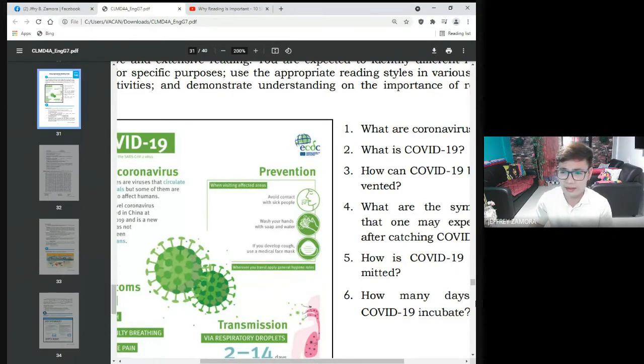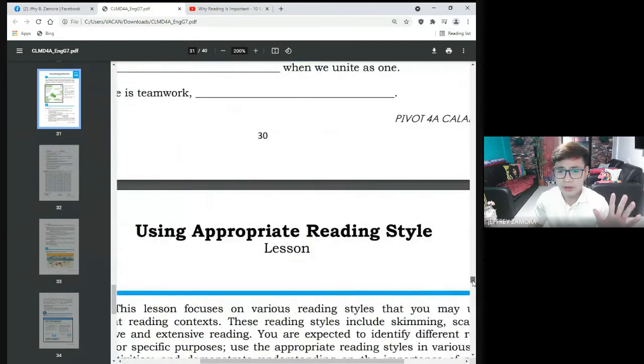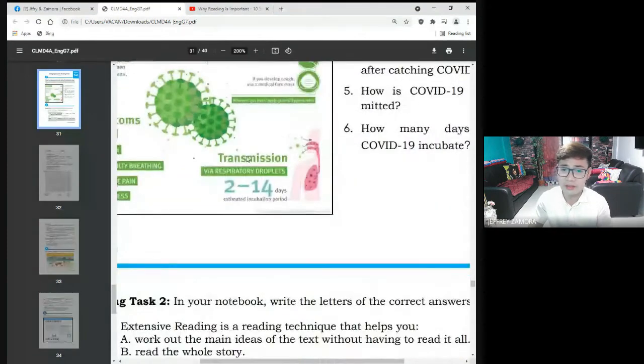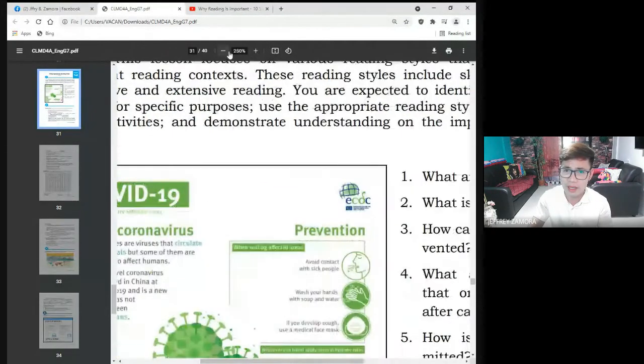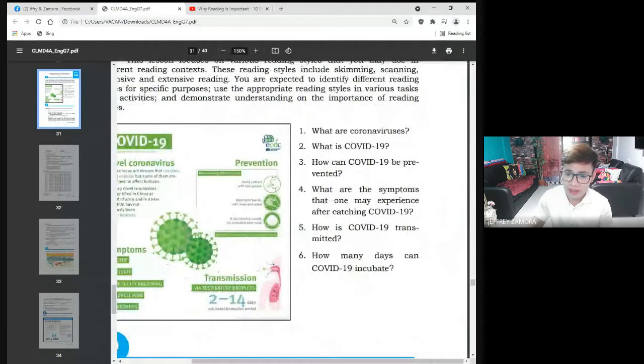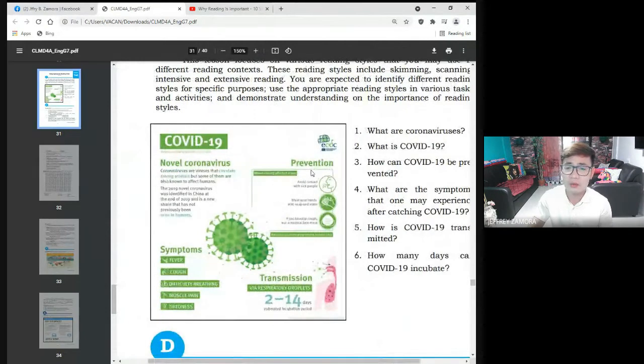And then you ignore the other information here, the transmissions, the symptoms, those are actually how the coronavirus looks like, if we're going to use a telescope or whatsoever. You are only reading this infograph because of that specific information, which is all about prevention. For example, that is what you call the what? Scanning. Clear? Clear po.